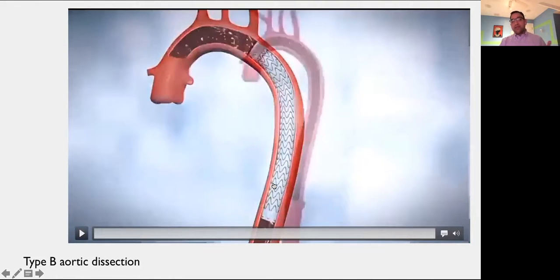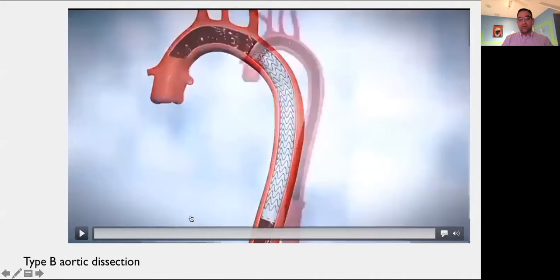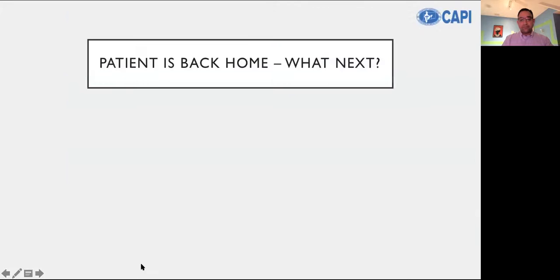So back in the day, like Dr. Bonde had mentioned, the open surgical repair of type B dissection was extremely morbid. But in the last decade or so, with the institution of endovascular therapy, endovascular repair has definitely revolutionized this paradigm. And for a lot of these type B aortic dissections, we repair these endovascularly with stent grafts. So the big question is, what next?